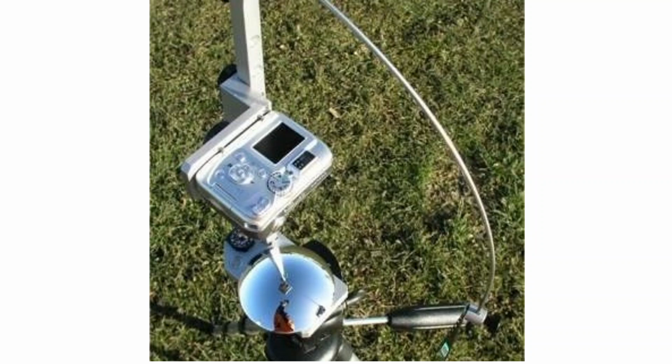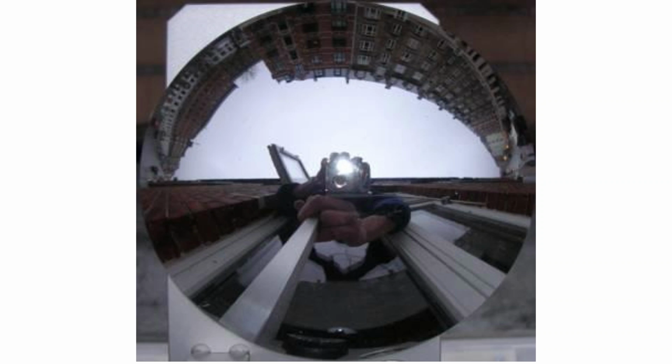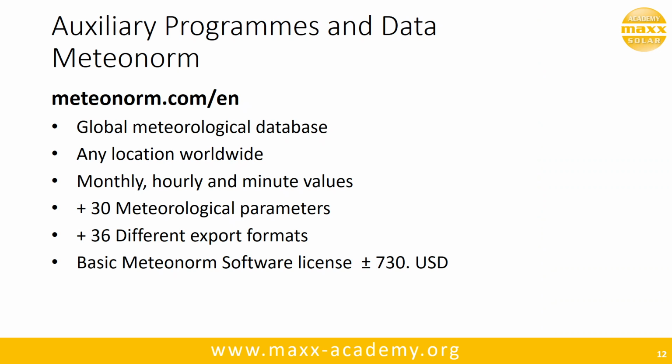So that's what it looks like. It's basically just a metal ball with a camera on top that's 100% horizontal, and the horizon is reflected in the metal dome. So there's another picture of what it looks like, where some buildings reflected on the horizon will cause a lot of shadows, and these images can then be imported into Meteonorm to show you the shadows that will be on a specific location.